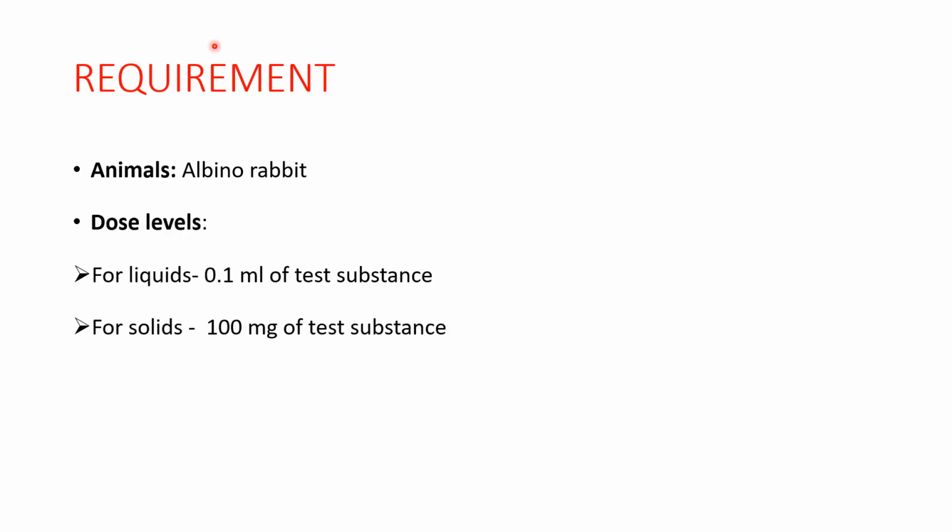Now we'll see the requirements. Obviously we require an animal here, so we are taking an albino rat. Then the dose: in case of a liquid, approximately 0.1 ml of the test substance should be given, and whenever the formulation is in solid or semi-solid form, then 100 mg of the test substance should be given.